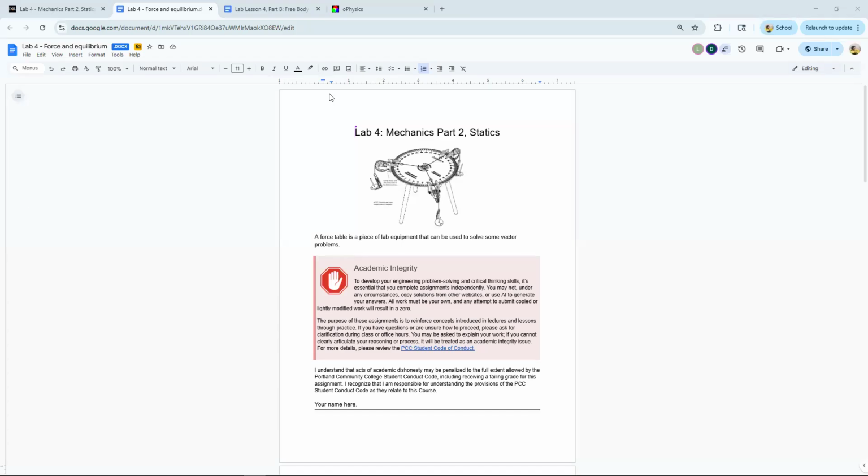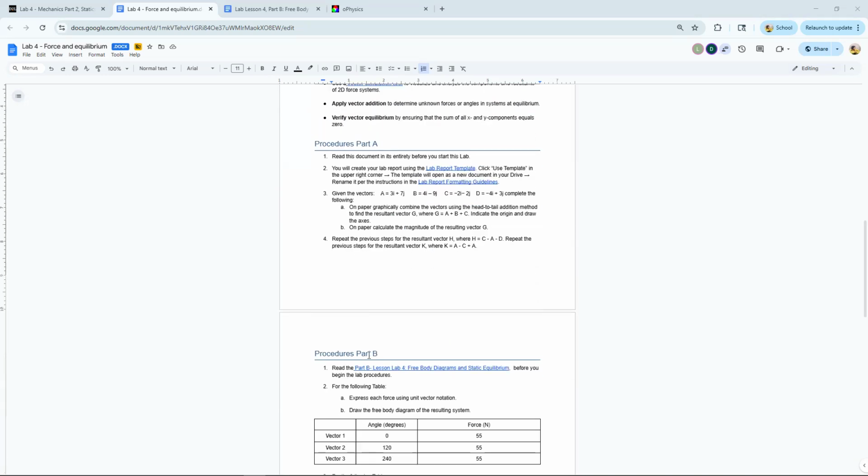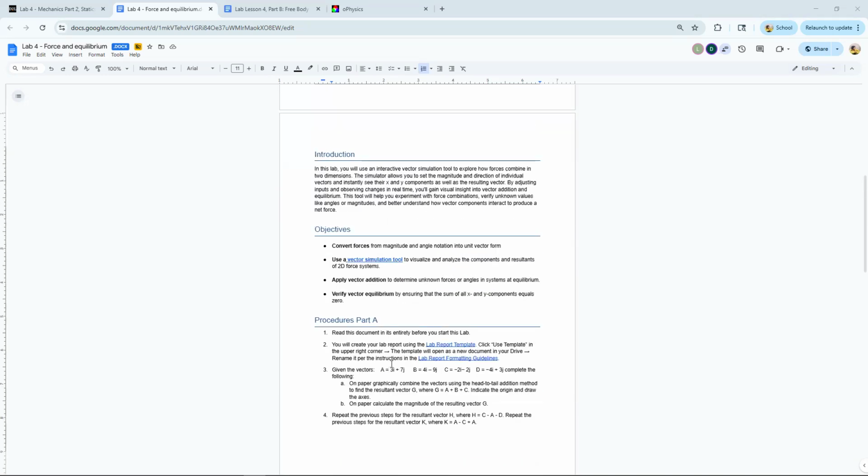In this video, we are going to talk about Lab 4, which is about mechanics part 2, and we are going to work on statics, which is about force and equilibrium actually. This lab has two different parts, procedure part A and procedure part B, as you can see here.